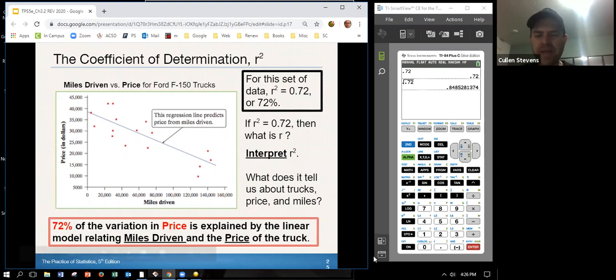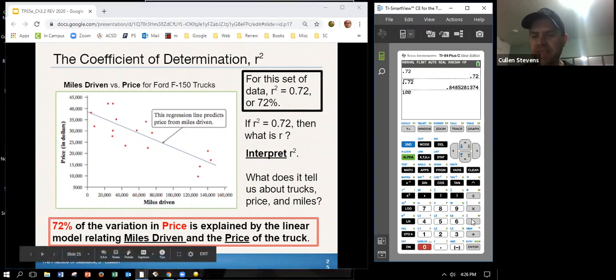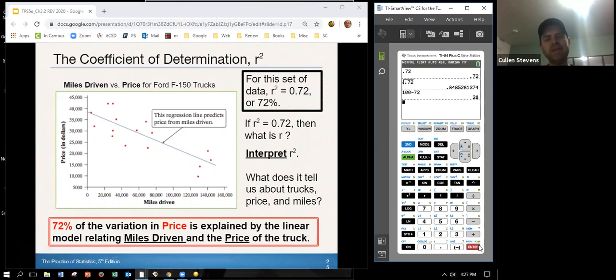So you're like, well, 100% minus 72%, how do we explain the other 28%? That can be a variety of things. That could be the options that are on the truck. That could be the brand of the truck. In this case, this is a Ford F-150, so that's not something we do here. So a lot of times it can be the region that you're buying it from.